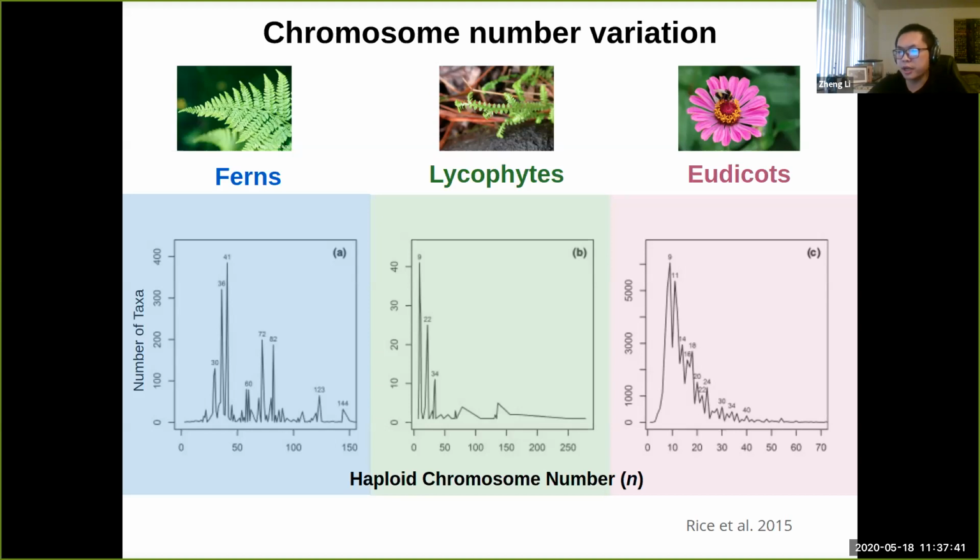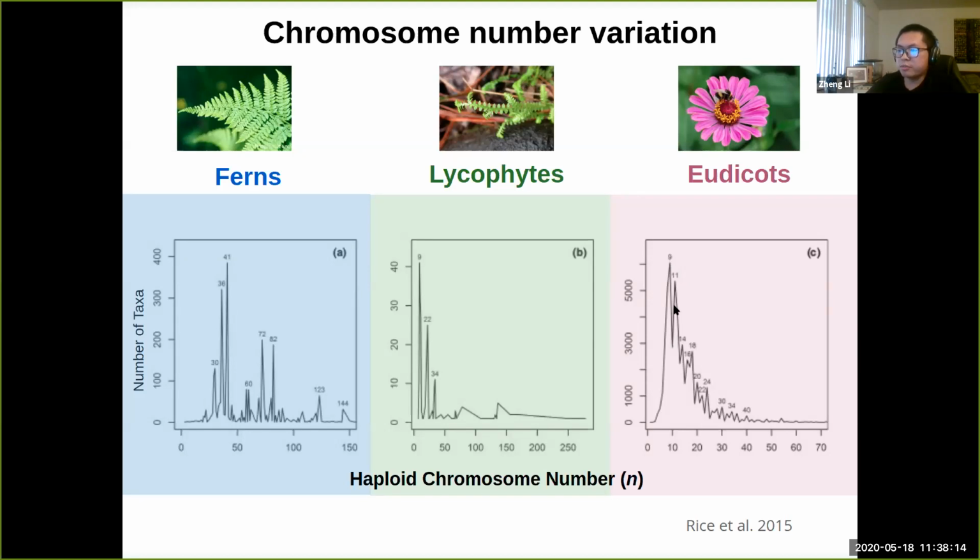And the other thing to look at is the common number for each lineage. So in fern, the most common number is 41, and also other common numbers like 36, 72, 82, some of this showing you patterns of polyploidy. So those are the common numbers. And the most common number in lycophyte is n equals 9, followed by 22, and then 34. But in eudicot, what we're seeing is the most common number is n equals 9.